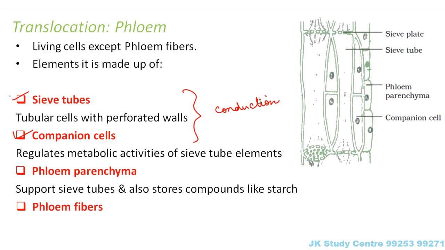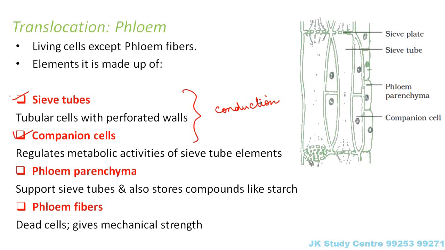Then we have phloem fibers, which are again dead cells, and they are only to give mechanical strength to the plants. So what did we see? That in xylem, it was the tracheids and vessels which were actually used for conduction. Similarly, in case of phloem, it is the sieve tubes along with the companion cells which are used for translocation.